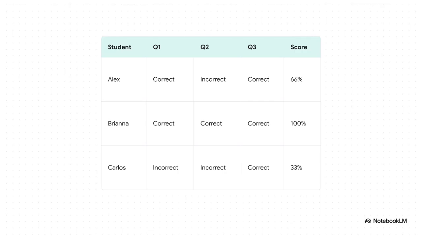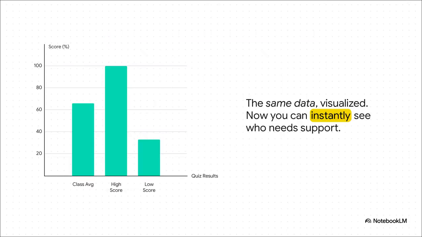So after that quiz, you get this, a spreadsheet full of raw data. And yeah, the information is technically there, but trying to quickly see who's struggling or which question tripped everyone up, it's tough. It's just a wall of text and numbers. But now watch this. With just a couple of clicks in Sheets, bam, that same wall of numbers turns into a crystal clear chart. Instantly, you can see the class average, your high flyer, and the student who might need a little extra help. Now that is data you can actually use to plan your next move.